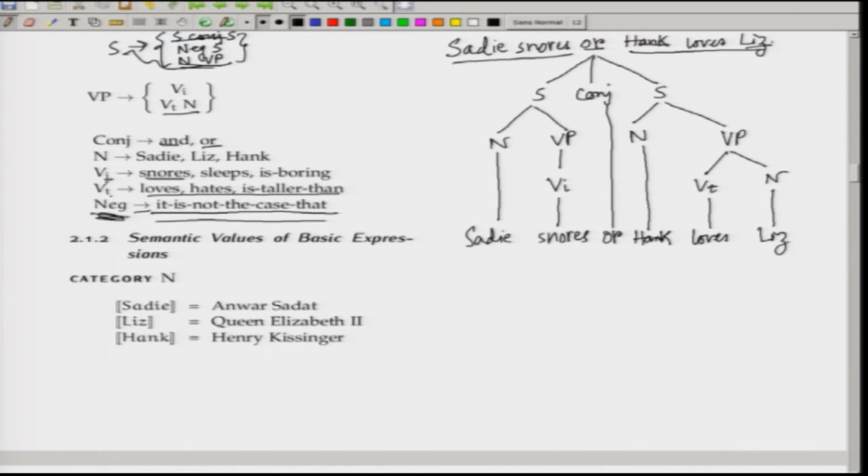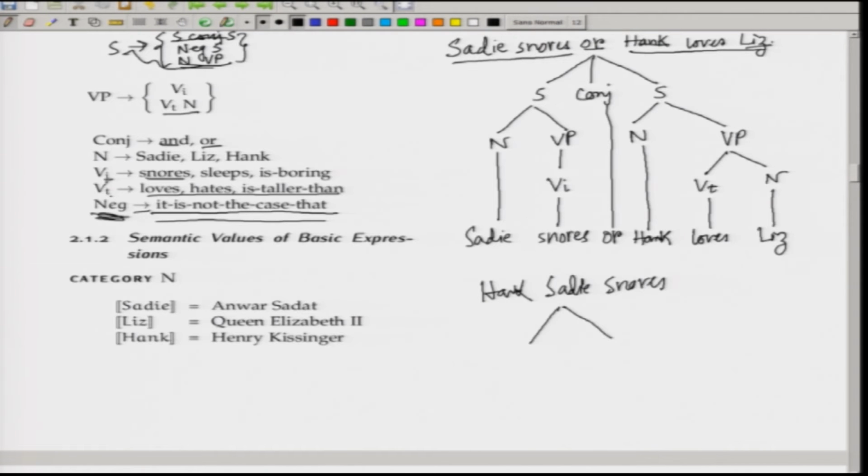Now, compare this to a wrong sentence like "snores Sadie, Hank or loves Liz." Can we make this sentence? We can't. This is not a grammatical sentence. Or try something like "Hank Sadie snores." Now, can we make this sentence?